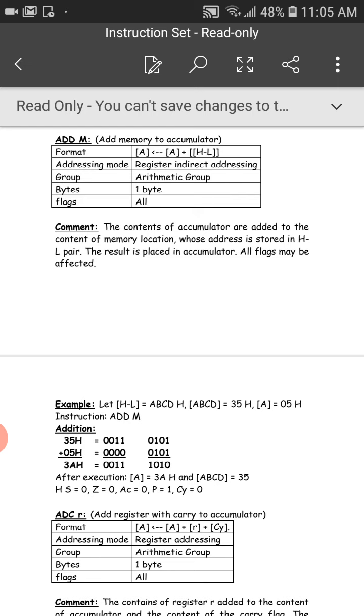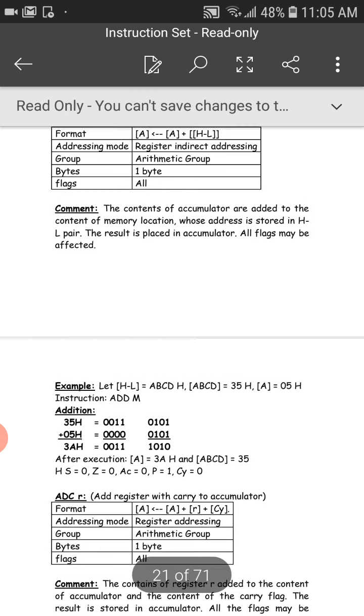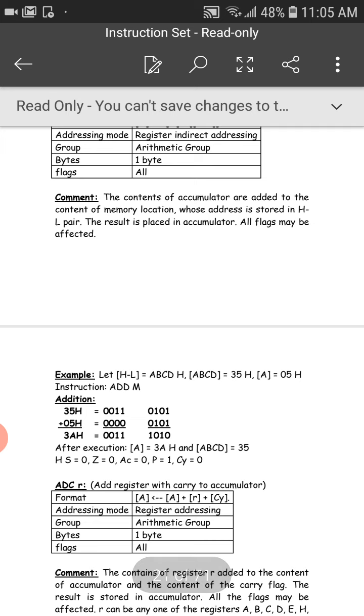So see here what is the function of this instruction. The content of the accumulator is added to the content of the memory location whose address is stored in the HL pair. So memory always points with the HL pair. Remember that sentence: whenever the HL pair comes, it always points to the memory. The result is placed in the accumulator and all flags may be affected.